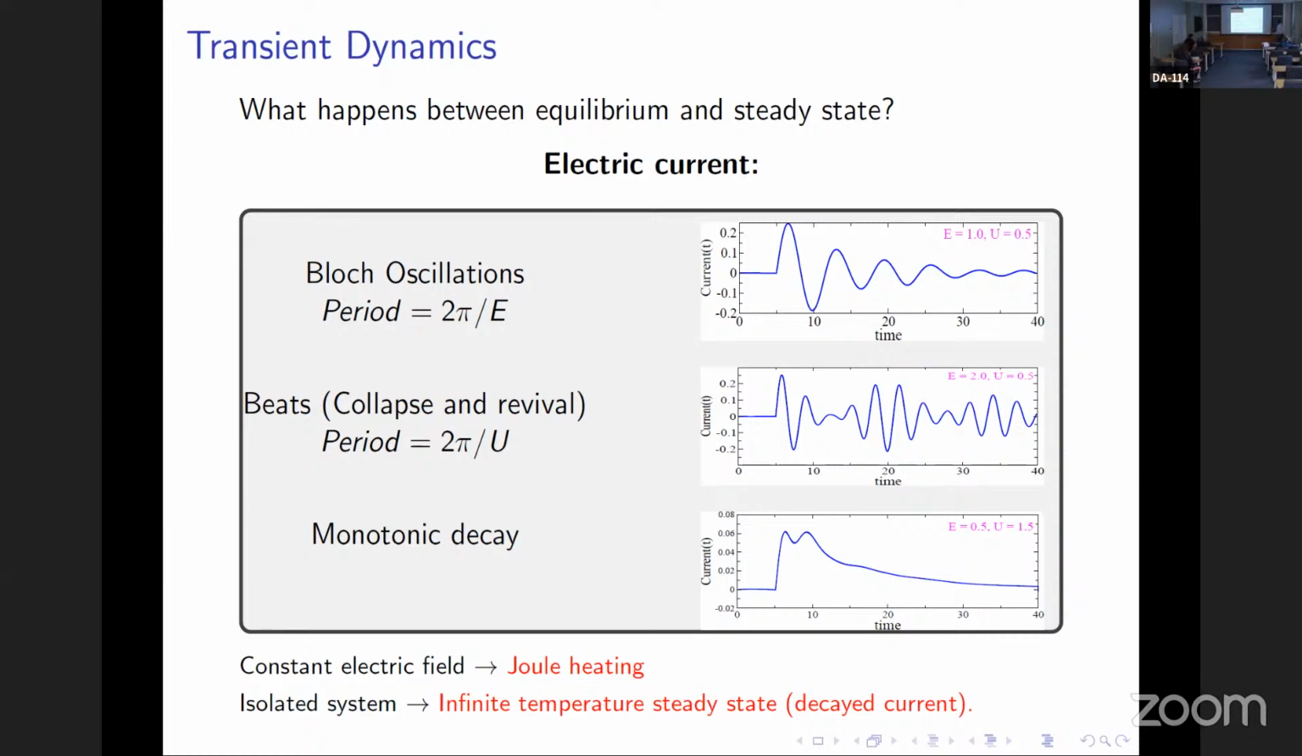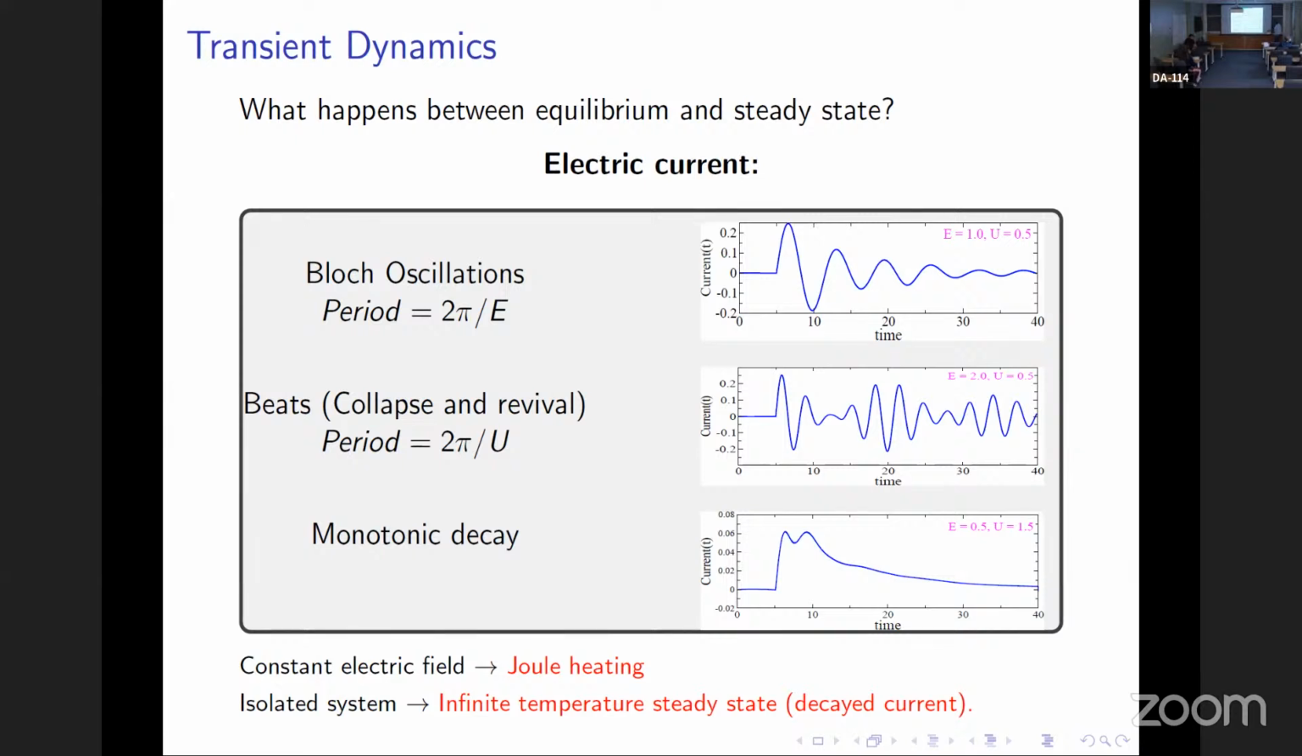So, if you apply the electric field, we know we're going to have an electric current, right? If you have no interaction, we know that that electric current is just going to be oscillations, Bloch oscillations that persist forever for no interaction. But as you turn on the interaction, scattering is going to lead to the decay of that current over time. And so that's what you see here.